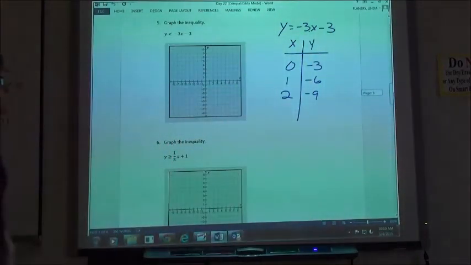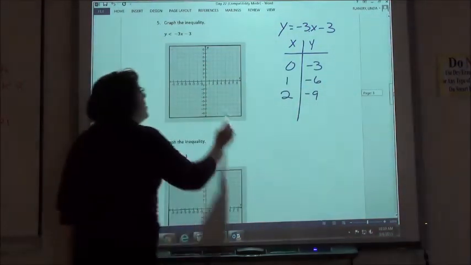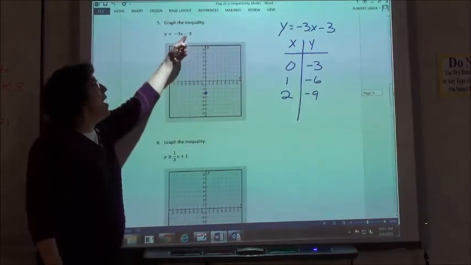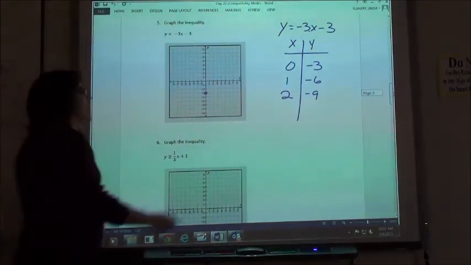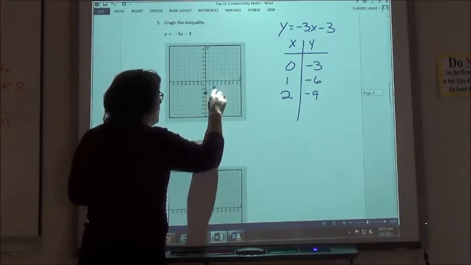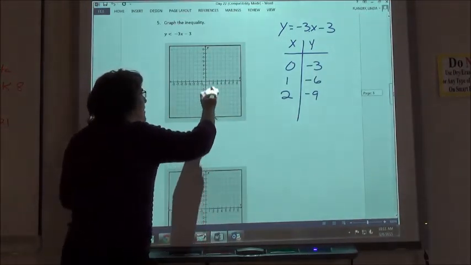If you need to, use your calculator. Plotting those points. 0, negative 3. Over 0, down 3. We know that number should be our y-intercept, so we touched our y-axis at negative 3. Then I go 1 over, down 6. And 2 over, down 9, way down at the bottom of my graph. Draw my line in there.